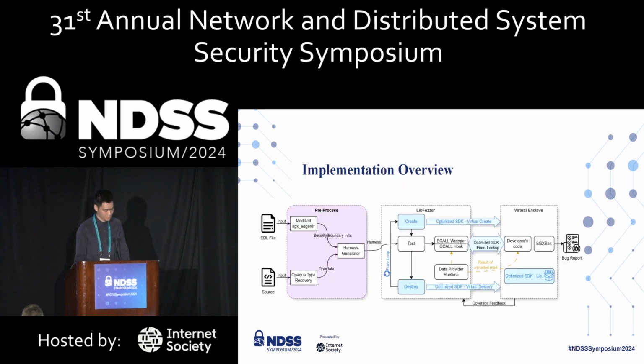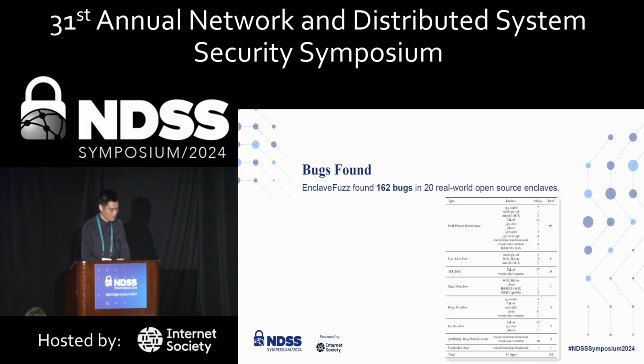Next, let's briefly go through the implementation of EnclaveFuzz. During the preprocessing stage, we analyze the ADL field, that is the enclave definition field, using scripts. We also developed several LLVM IR passes to analyze the enclave source code. The harness generator is also an IR pass that generates a harness that can bridge the fuzzer data and the enclave under test. Next, let's move to the evaluation.